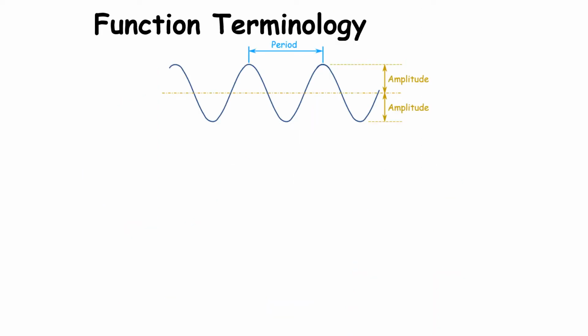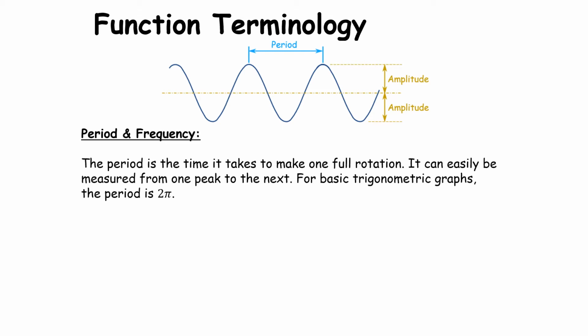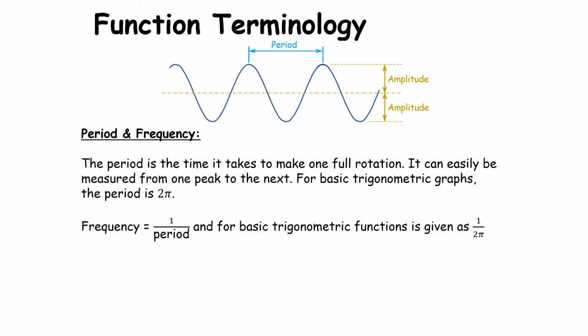So just some terminology around our function. We have the period, so that is the length of time it takes to make one full rotation, and it can easily be measured as peak to peak, but you can measure it in whatever way you like as long as you take a full rotation. So for the basic trigonometric graphs, the period is 2 pi. Now I say basic like the ones we've just seen, and that's before any transformations get applied. So the frequency is 1 over the period, and for basic trigonometric functions, it's given as 1 over 2 pi. We're going to see how that changes slightly as we move into the transformations.